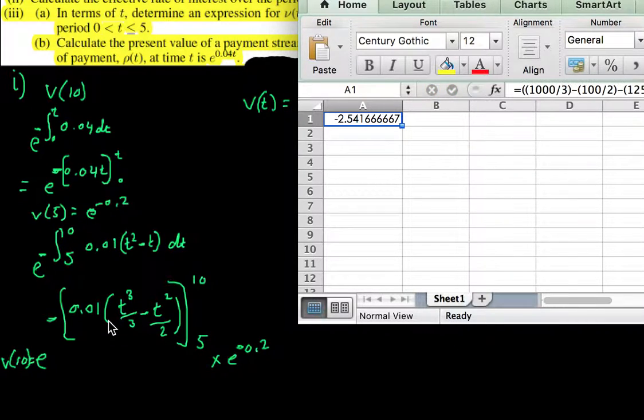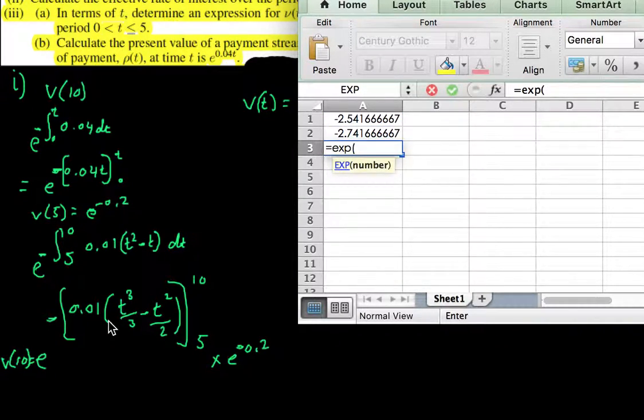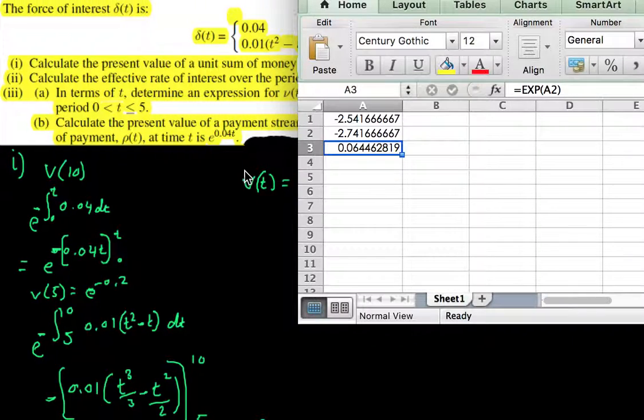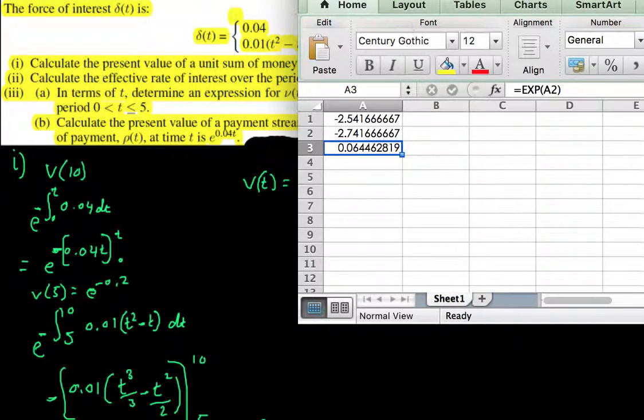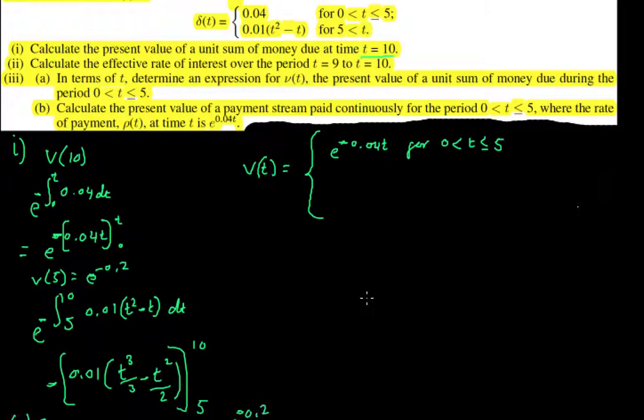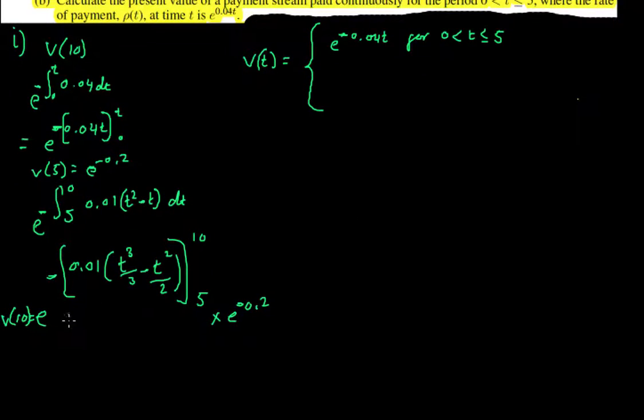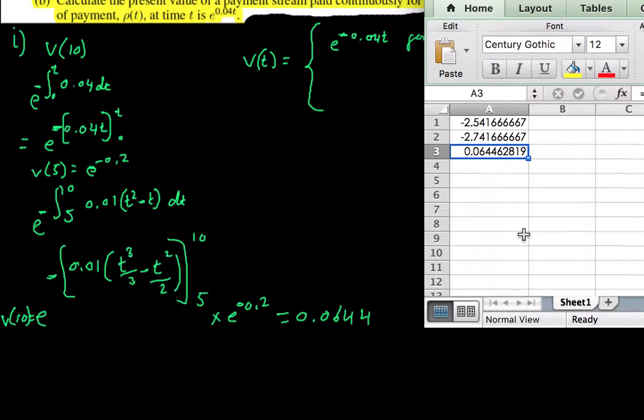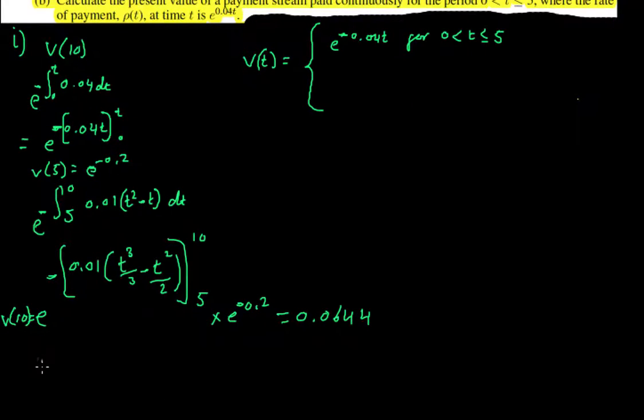Negative 0.01, which gives us this bit over here, and now we've got to minus our 0.2, and then we can find what the exponential of that is, and this is what the question is referring to. This is the present value of a unit sum of money due at time t equals 10. So v of 10 is 0.064. So I'll just note that down. That equals 0.064, and there was another 4 there, depending on however many decimals you want it to go up to. Okay, so let's check out the next bit.